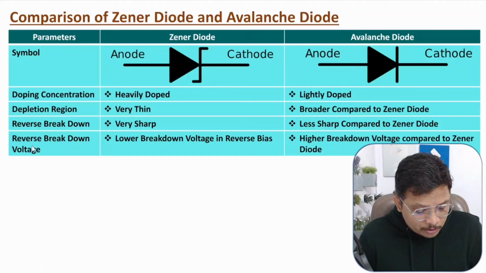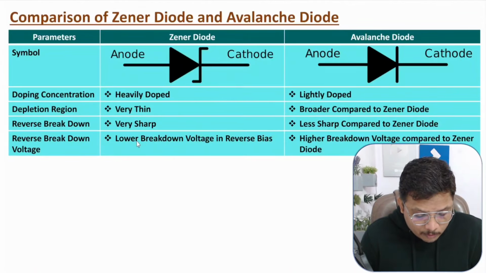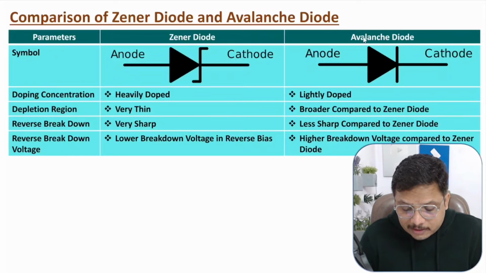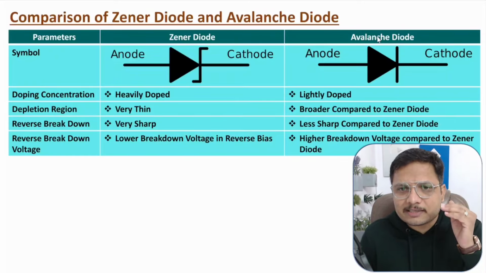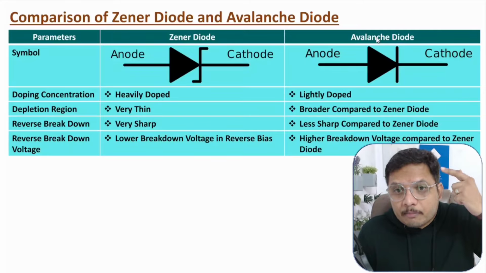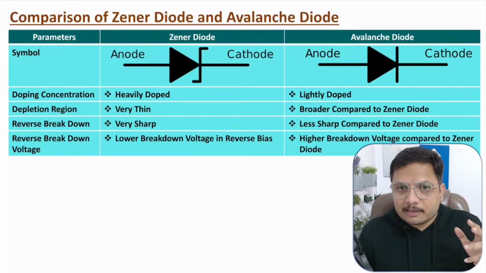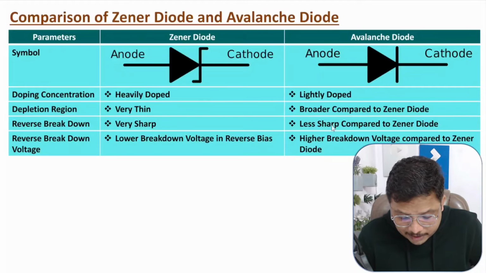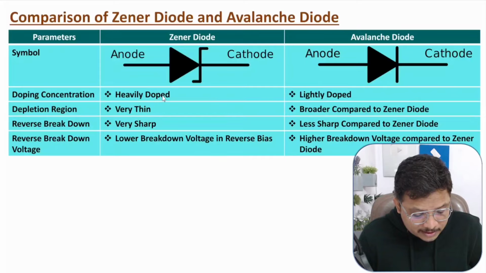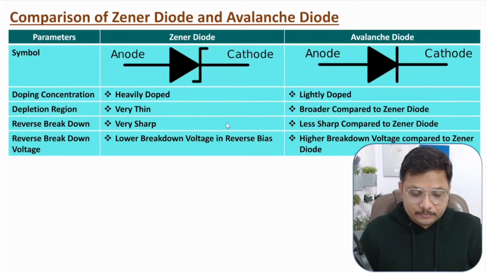See, reverse breakdown voltage is also lower with Zener diode, while reverse breakdown voltage is higher with avalanche diode. Usually when we use avalanche diode, we want it not to break down in reverse bias, right? That's why we keep avalanche diode breakdown voltage in reverse bias at a very high value, and one can have it with lower doping concentration. With Zener diode, we have higher doping concentration, that's why lower breakdown happens in reverse bias, right?